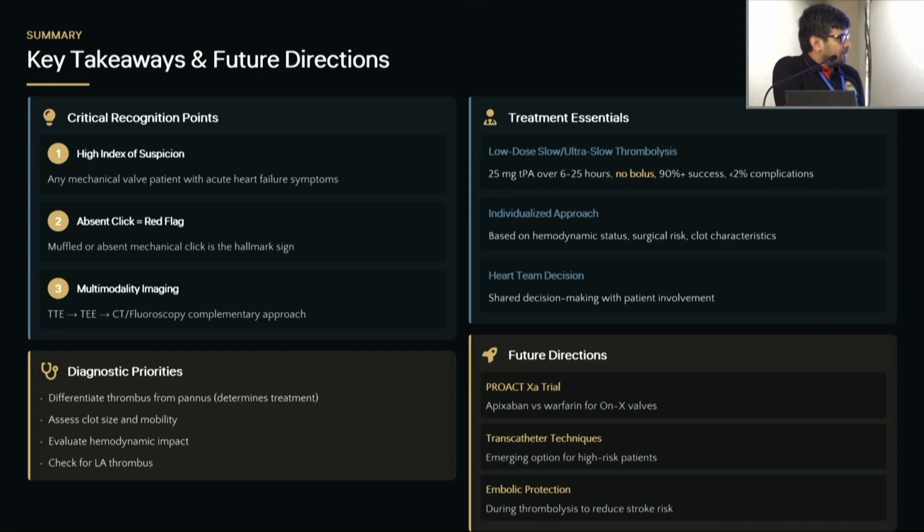And as I said, the PROACT Xa trial, where apixaban versus warfarin was tried, was discontinued because the patients who had apixaban had increased thromboembolism. And there is the transcatheter technique, where a catheter is placed directly and directed just above the thrombus, and we use a low dose thrombolytic therapy; that has been tried. And embolic protection during thrombolysis to reduce the stroke risk.